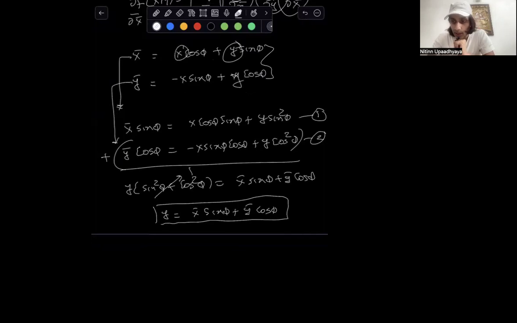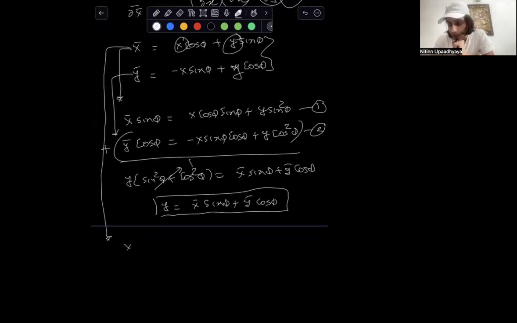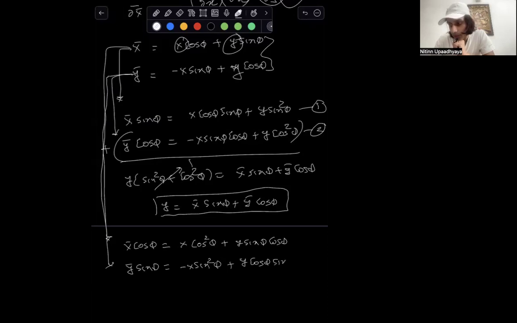In order to do that, I'll again go back to this expression. And this time, instead of multiplying by sine φ, let's multiply with cosine φ. So x̄ cosine φ is x cosine square φ plus y sine φ cosine φ. And I'll take this expression again, and this time multiply it with sine φ. So we have ȳ sine φ is minus x sine square φ plus y cosine φ sine φ.